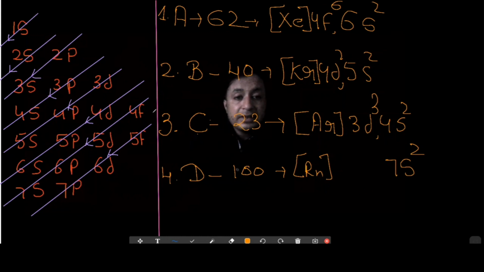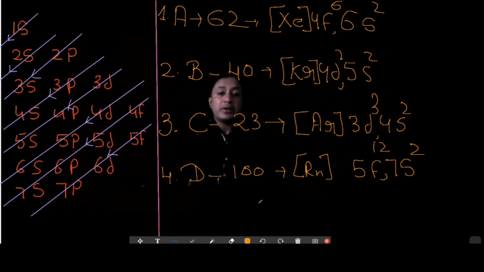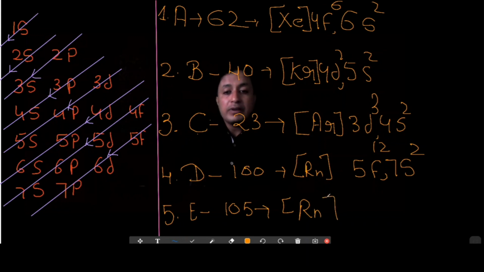After 7s the electrons will be moving into 5f, where a maximum of 14 can come, but we require only to fill 12. So 5f can have 12 electrons, and that is going to be the electronic configuration of the element with atomic number 100. Suppose we consider one more example. You can take E, atomic number 105, and you have to write its electronic configuration. Again you can take radon over here. When you take radon, it means that up to 6p6 is already filled.